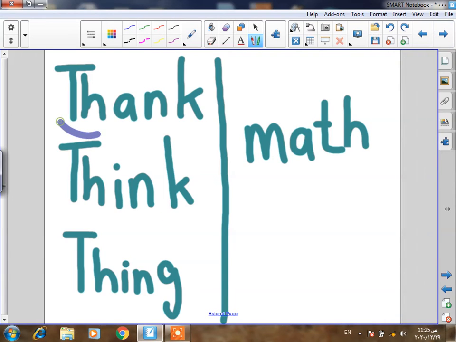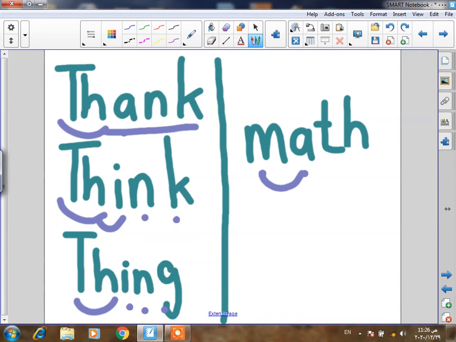What are these? S, a together or sa. Sa, n. Sag. What word is it? Sag. What are these? S, e together or si. N, k. Sink. What sound is this? E. S, e together or se. Sing. What sound is this? M. A, m, a together or ma. Ma. Okay.